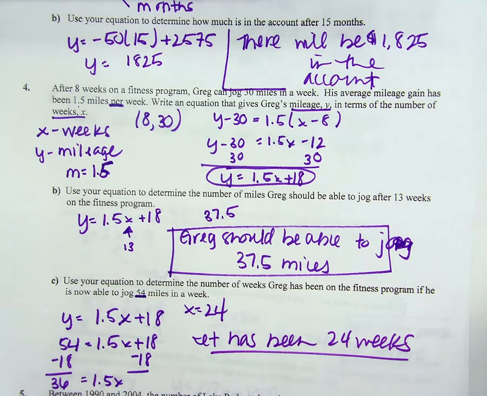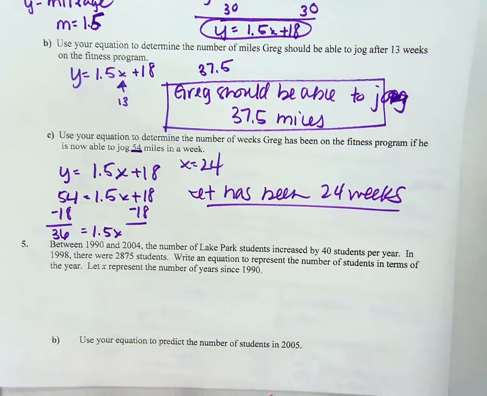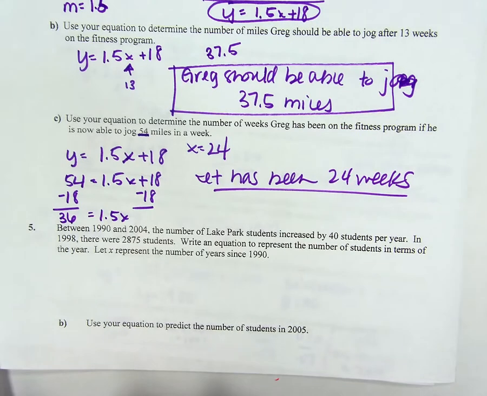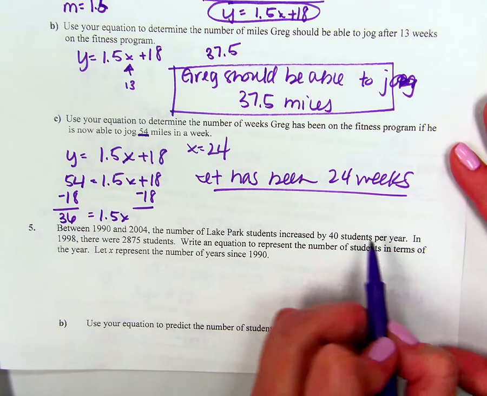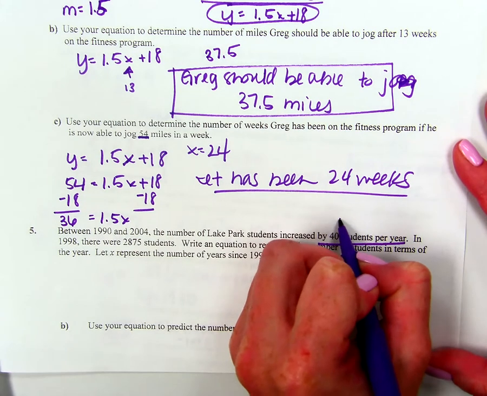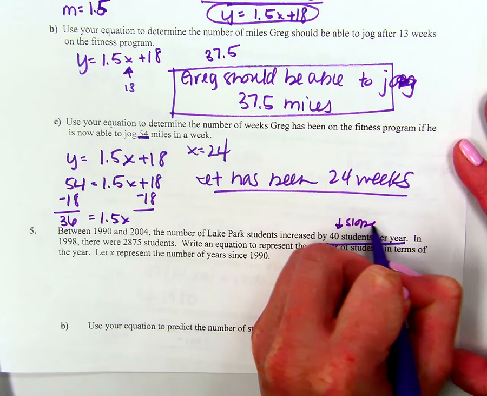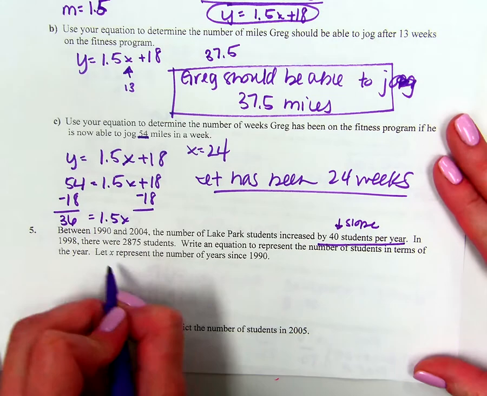So the last problem that we're doing is a little bit different than the other problems. And so we're going to set this one up, and then we'll kind of talk about it a little bit in class too. So it says between 1990 and 2004, the number of Lake Park students increased by 40 students per year. So we have that key word there, so we know that's going to be our slope. In 1998, there were 2875 students. Write an equation to represent the number of students in terms of the year. Let x represent the number of years since 1990.